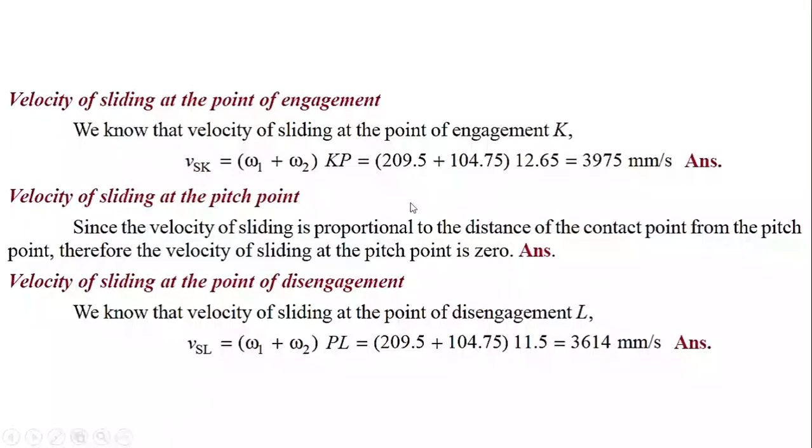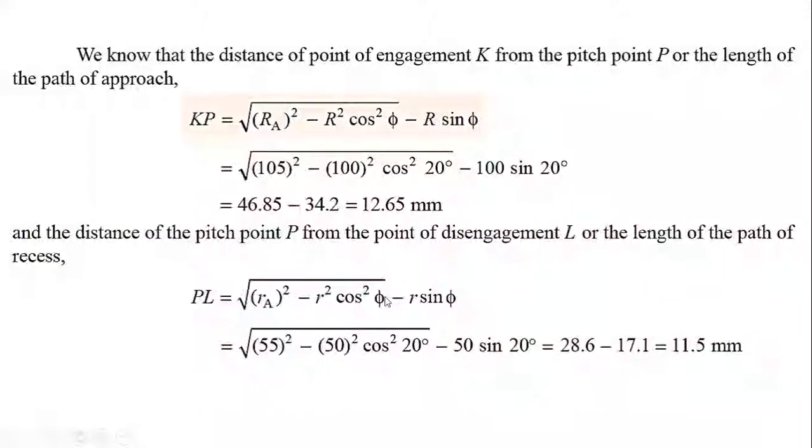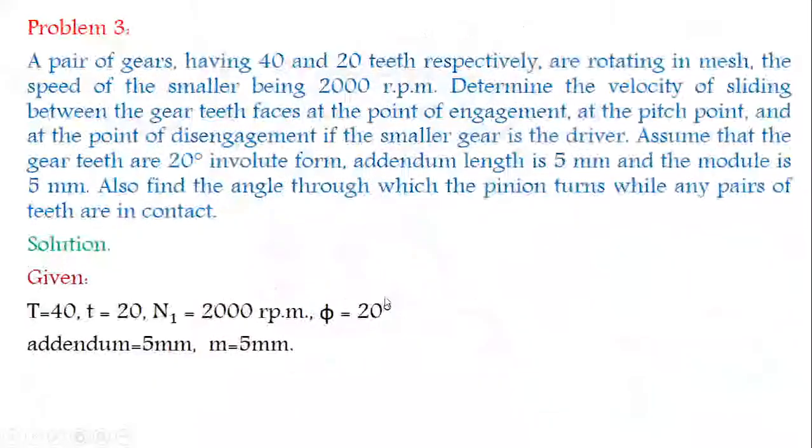Now we found the maximum sliding velocity at these three stages: at the point of engagement, at the pitch point, and at the point of disengagement. Now go for the final part. Find the angle through which the pinion turns while a pair of teeth is in contact. You have to find the angle turned by the pinion.